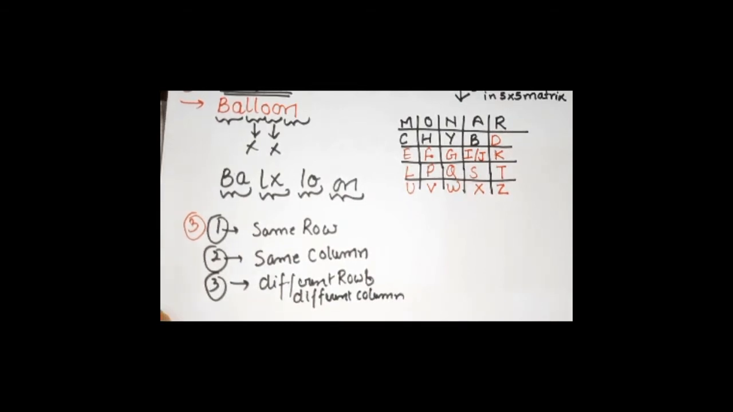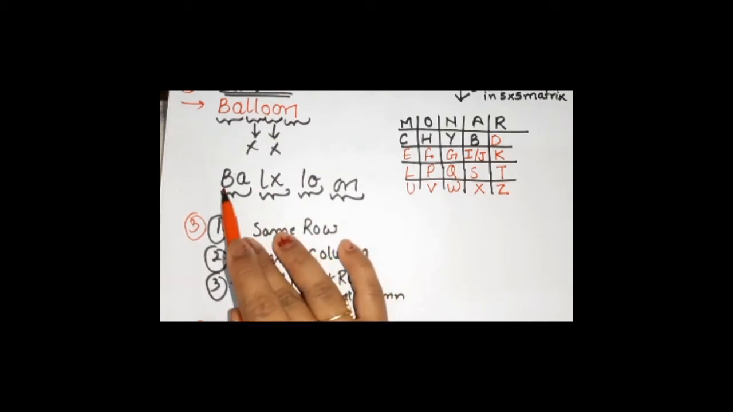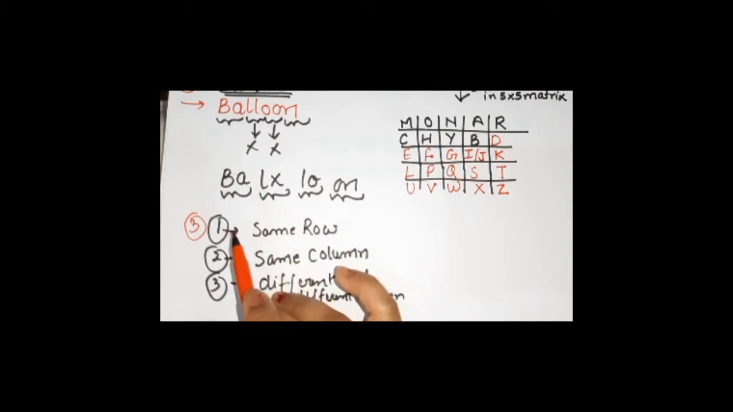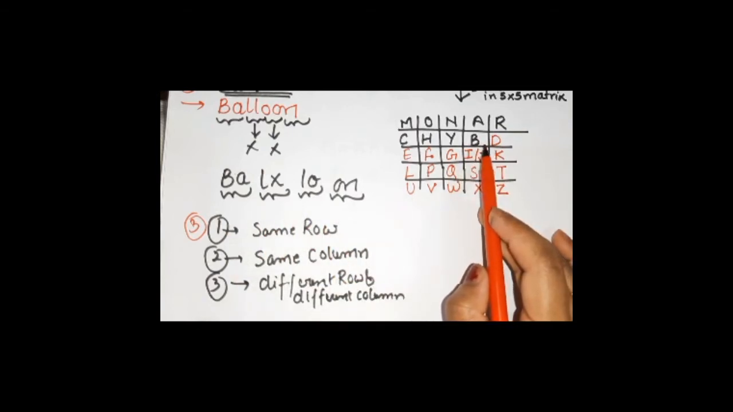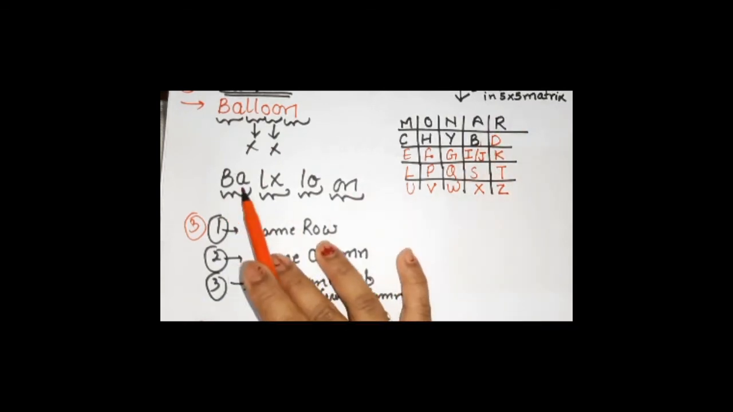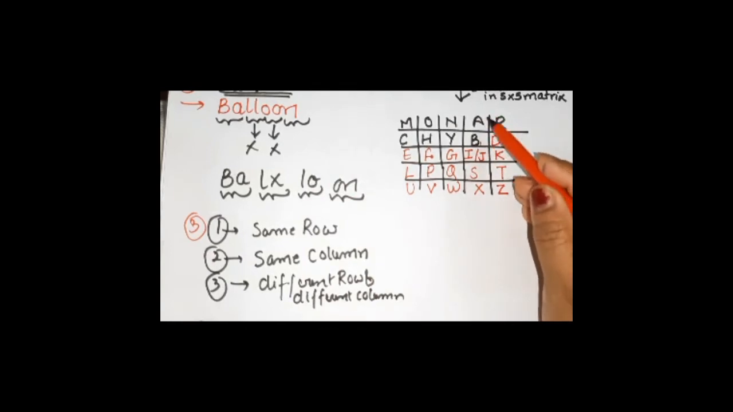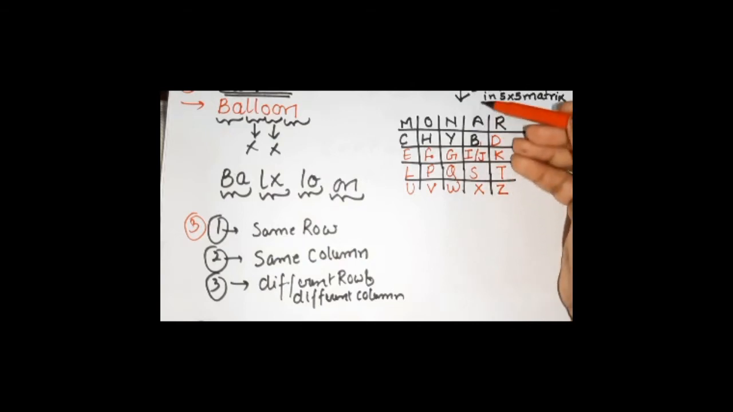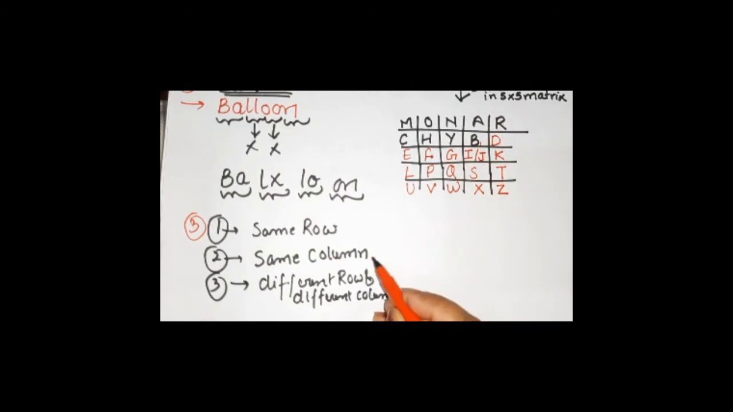So we need to discuss what needs to be done for all the three cases. Start by discussing the first case, same row. Now B and A. Please search for B and A. Where are they? They are in the same column, sorry. B and A here in this 5x5 matrix fall in the same column. So this is the second condition.